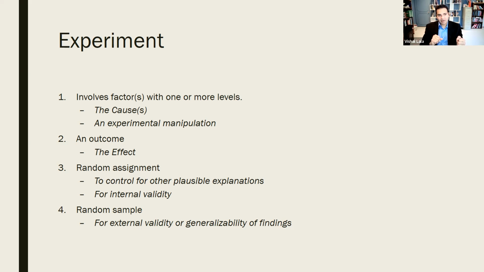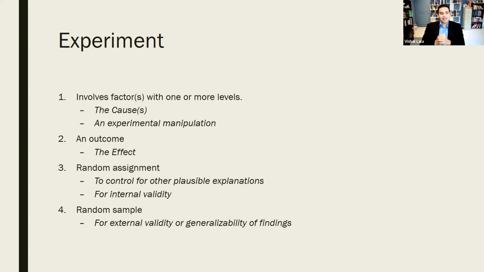The second requirement for an experiment is to have an outcome variable, something we're going to measure. So we can compare when we have the switch off versus on, how does something else vary? That something else is the outcome variable, the effect we're gonna measure.